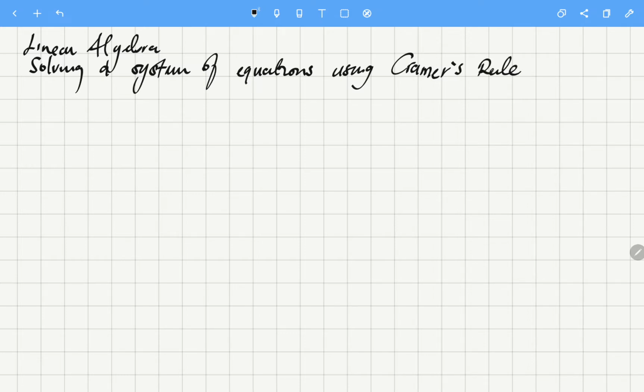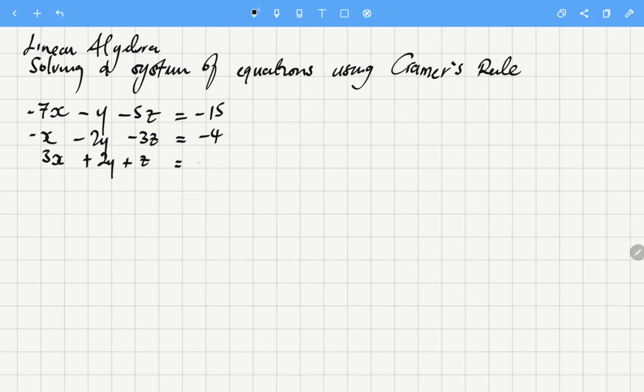The system of equations is the same one I used in my video on the reduced row echelon form. So check out that video, which uses the same system of equations. This is just to show you that we can use different methods to solve mathematical problems. So, same equations as earlier: minus x minus 2y minus 3z equals minus 4, and then 3x plus 2y plus z equals 8.